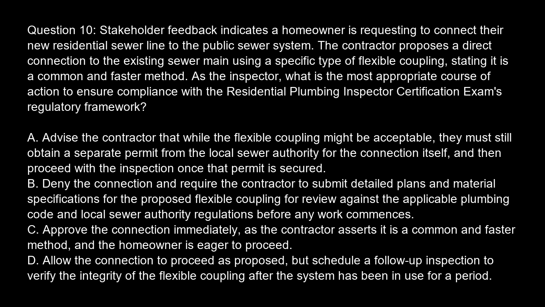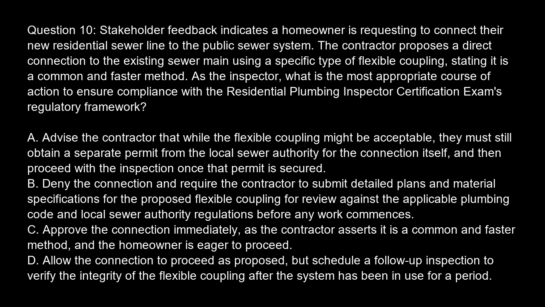Option A. Advise the contractor that while the flexible coupling might be acceptable, they must still obtain a separate permit from the local sewer authority for the connection itself, and then proceed with the inspection once that permit is secured. Option B. Deny the connection and require the contractor to submit detailed plans and material specifications for the proposed flexible coupling for review against the applicable plumbing code and local sewer authority regulations before any work commences.